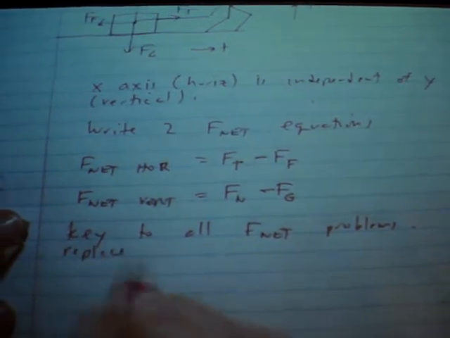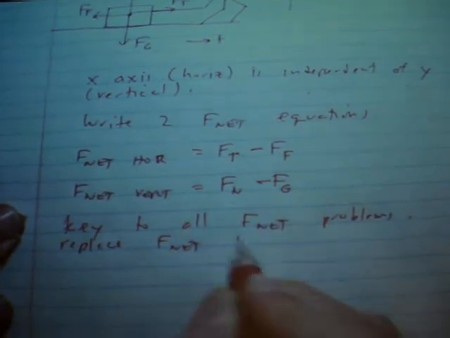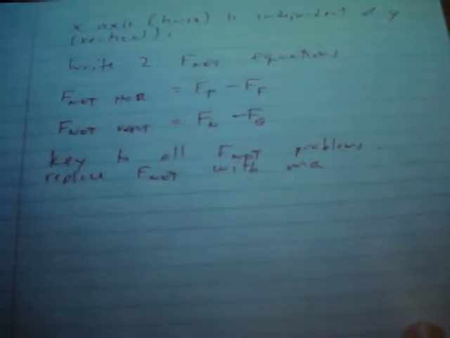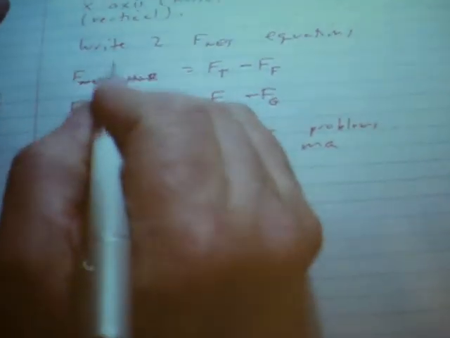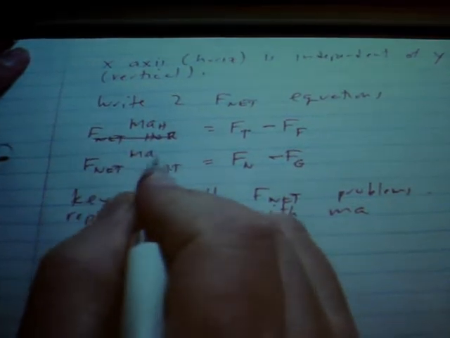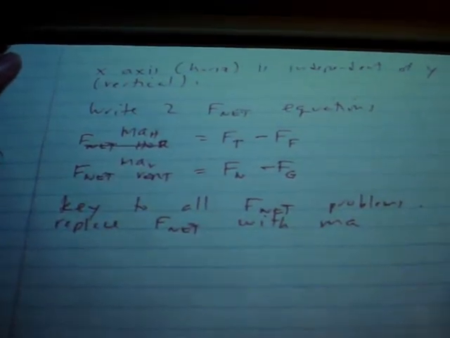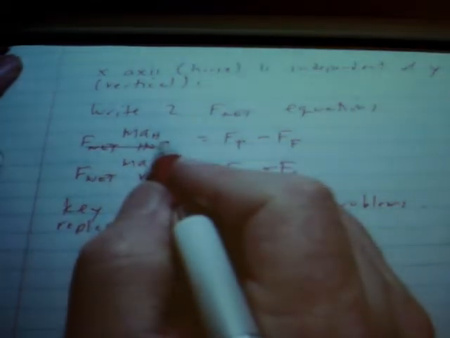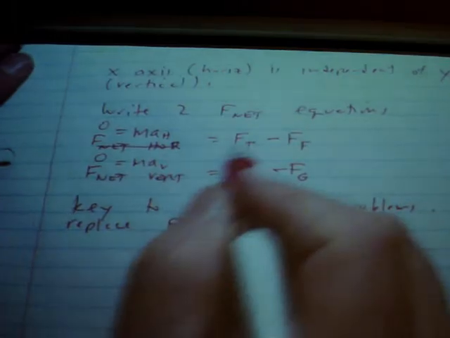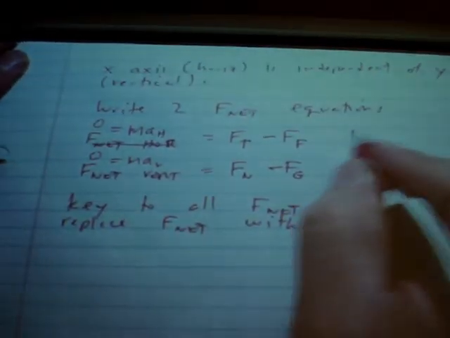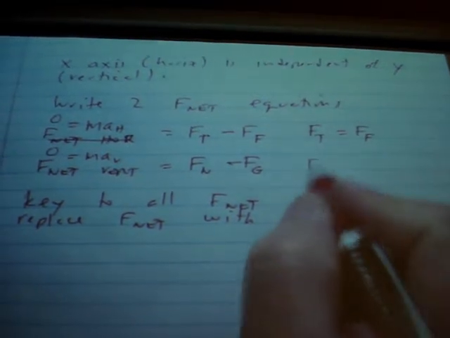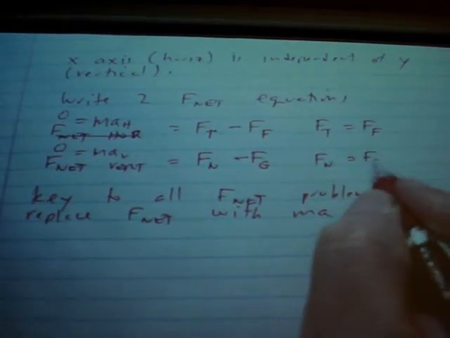Replace F-net with ma. So on this one, this is ma horizontal. This is ma vertical. In this case, both of them are zero, right? So if you solve for it, you get the tension is equal to the friction force, and the normal force is equal to the weight.